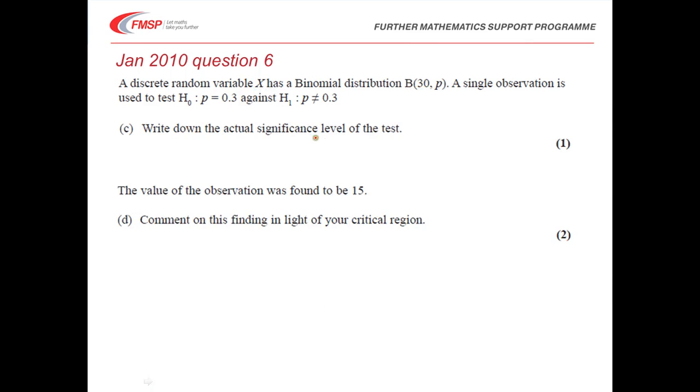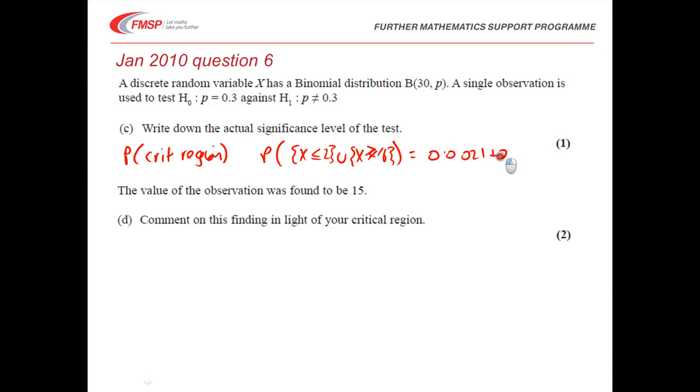So we're then told to write down the actual significance. So this is the probability of being in the critical region. Now we've worked this out, we just need to add them together. So it's the probability of being either less than or equal to 2 or greater than or equal to 16. So you get the two probabilities, which is 0.0021, and you add it to the other probability of being greater than or equal to 16, and that gives us our probability. So 0.85% would be correct, or you could leave it as a decimal. You get 1 mark for that.